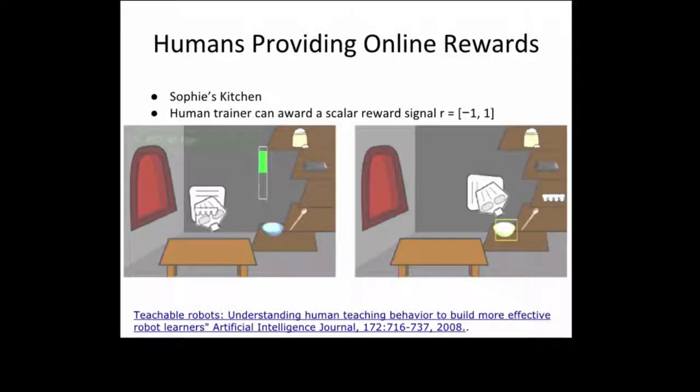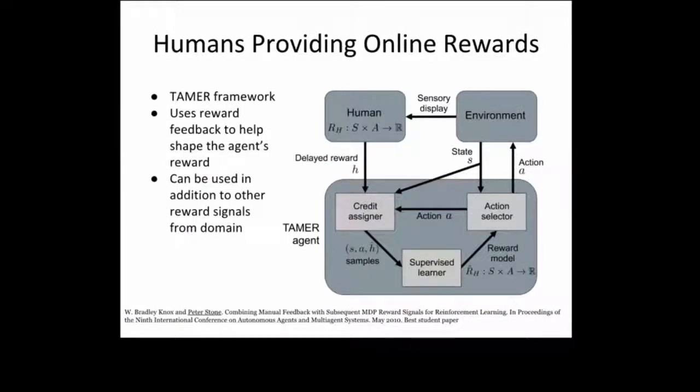So one of the early works that I know in this space was done by Andrea Thomaz and Cynthia Breazeal, looking at how a human can provide online rewards to an agent while they're learning. In this case, there was a little artificial robot in a simulator which was trying to learn how to cook, and people could provide positive or negative scalars about the actions that the robot was taking. Similarly, the TAMER framework, which came out of Peter Stone's lab and was led by Brad Knox, has thought about, again, allowing people to provide positive and negative reinforcement.